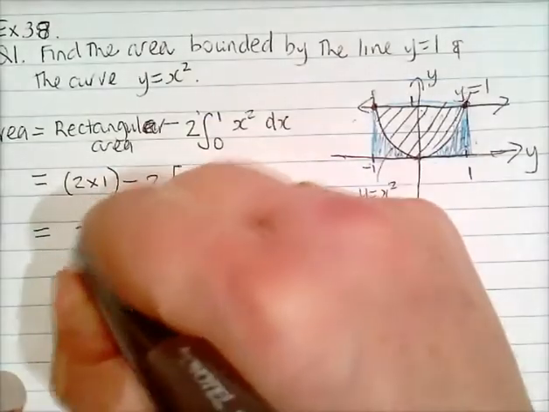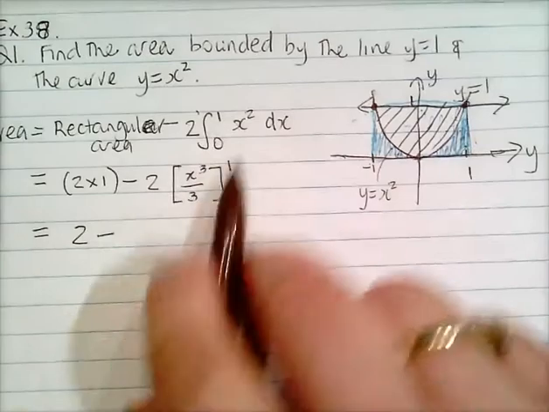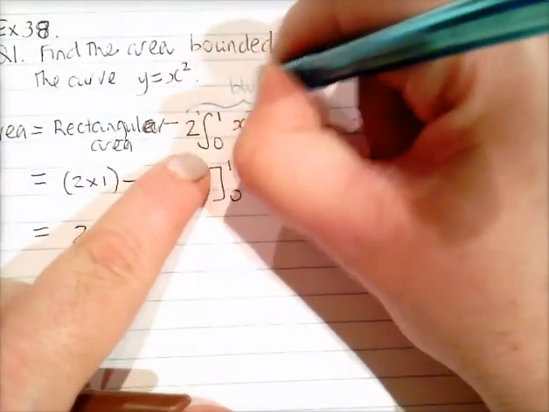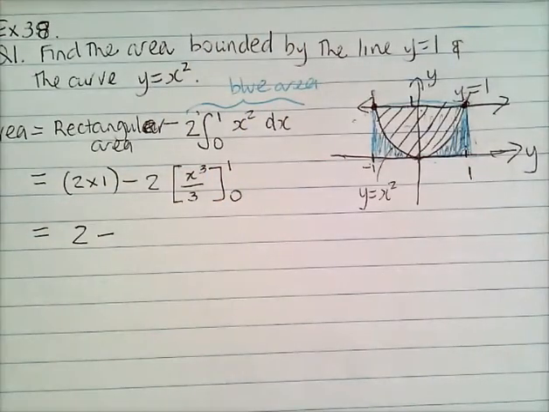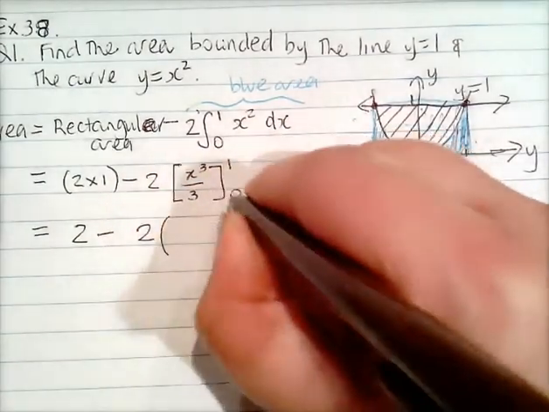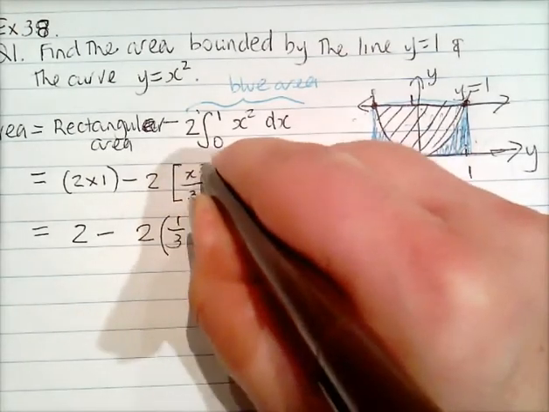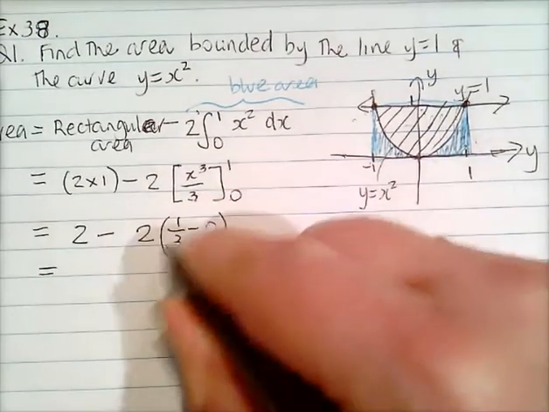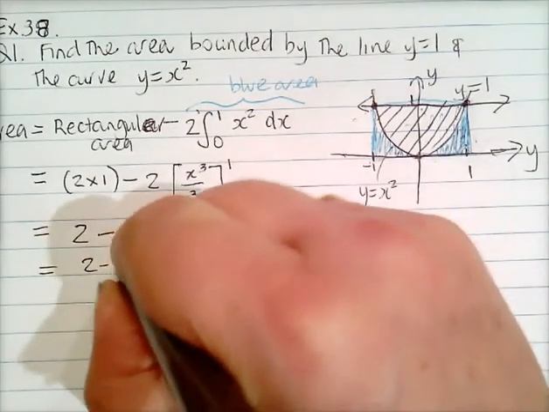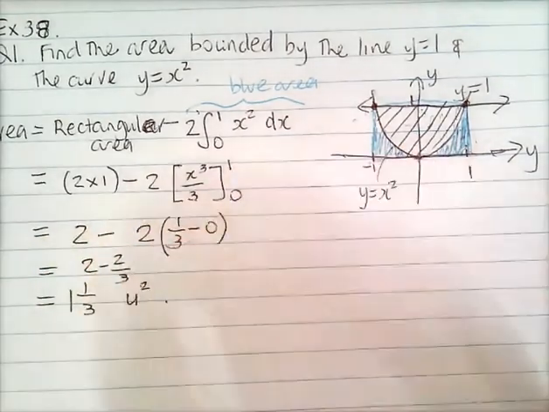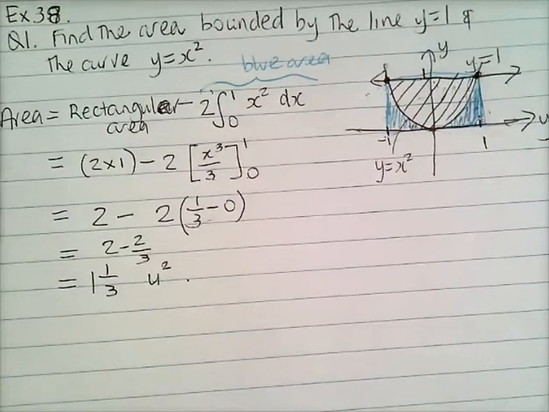Okay, so I've got 2 times 1 is 2, take away, remember, this here is this blue area, and the other bit is your 2 by 1 rectangle. So 2 minus 2 times, now we need to do our substitution here, and it will be 1 cubed, which is 1 over 3, so it's a third minus 0. So it's 2 minus 2 times a third, which is 2/3, so it's 2 minus 2/3, which is 1 1/3 units squared. Now that's one way to do this question.